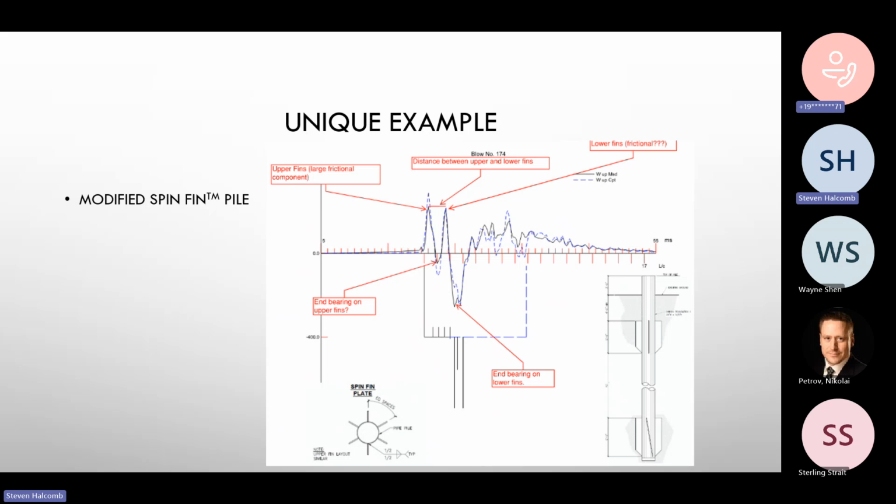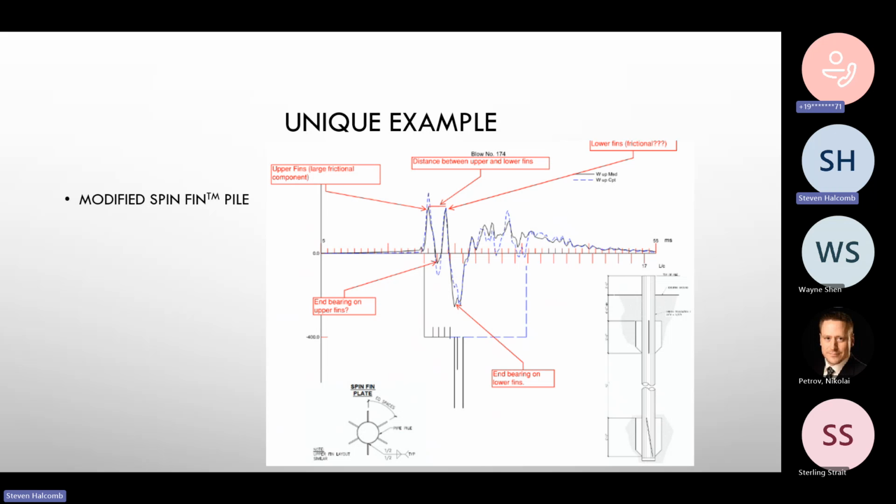This is actually a project we did where we instrumented with the PDA a modified spin fin design with some upper fins, and we got some interesting data. Didn't publish it, but it was just kind of fun to see. I'm not sure how valid the capacity is with the PDA on this particular thing, but it was interesting to see the signal responses on the curve where you've got some upper and lower fins.